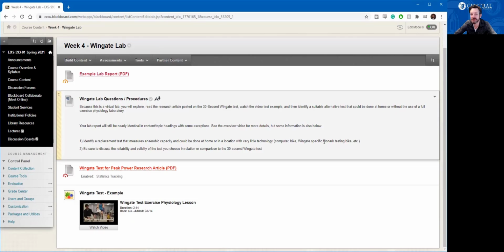You don't have to do the test on yourself, but I need you to gather some data. So whatever test you choose, you're likely going to find it in a research article. Pull that data from that article. Or if you want to do the test yourself at home, and you can, and you have some space, go for it and record your data and use it in your lab report. Make sure in the discussion section you talk about the reliability and the validity of the test that you chose.